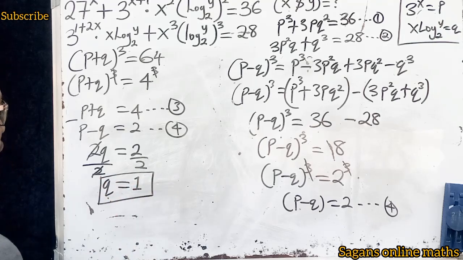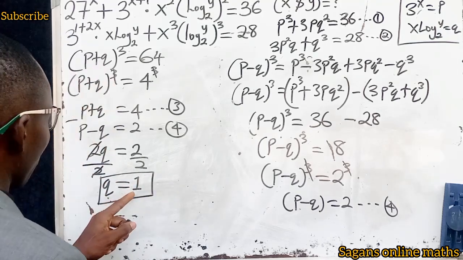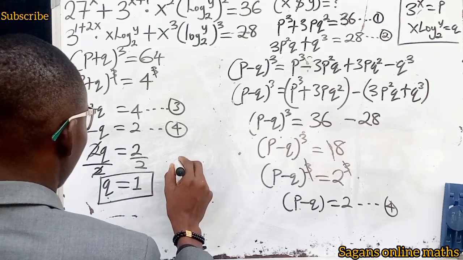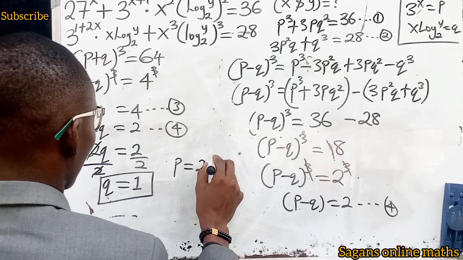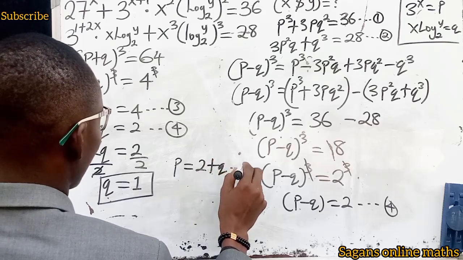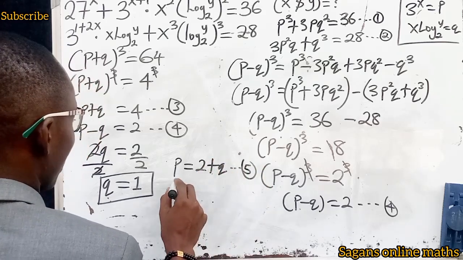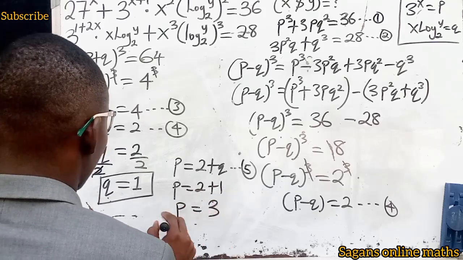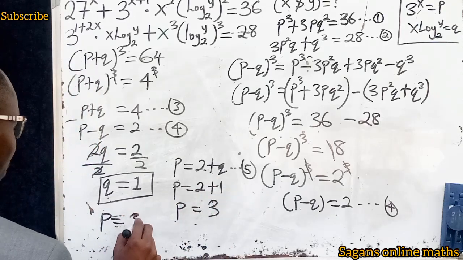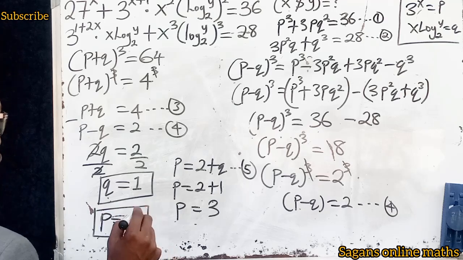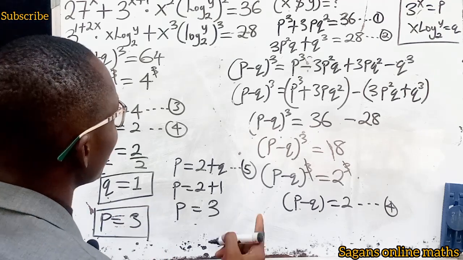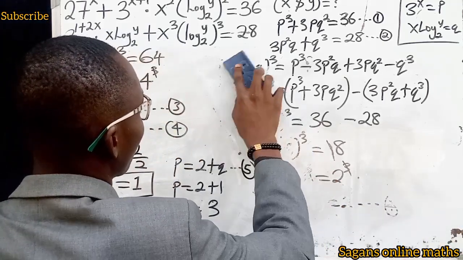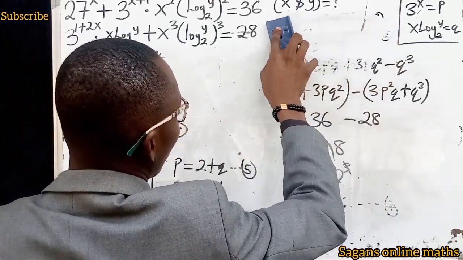Okay. Now how are we going to find the value of p? We can substitute the value of q in any of the equations. So from equation 4, p is equal to 2 plus q. We can call this equation 5. That means our p will be equal to 2 plus 1, and our p is equal to 3. But remember, we are not asked to solve for p or q. We are asked for the value of x and y.